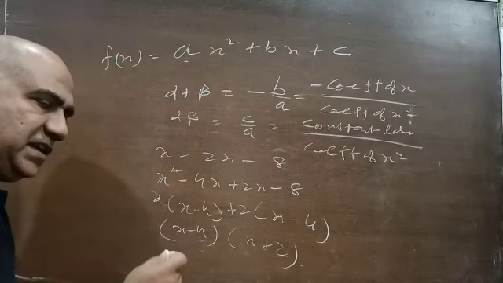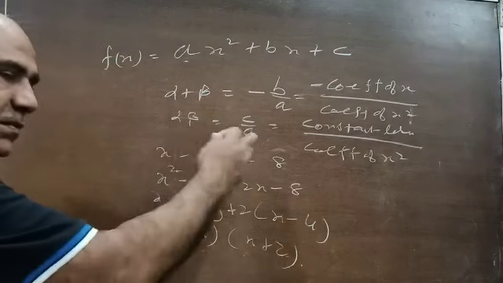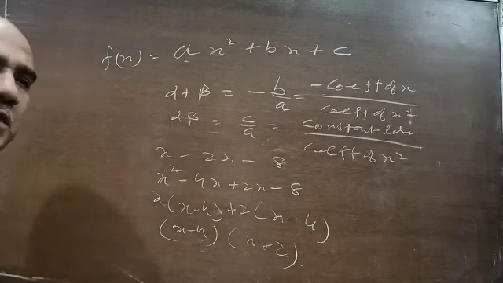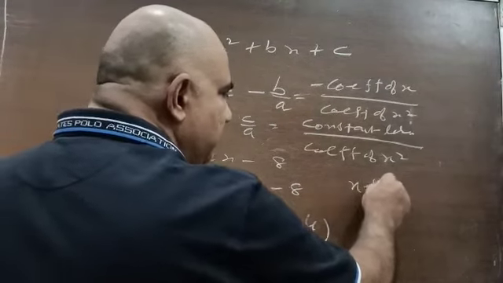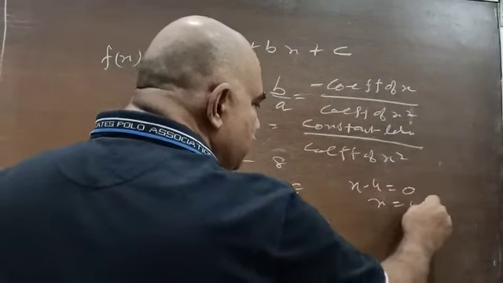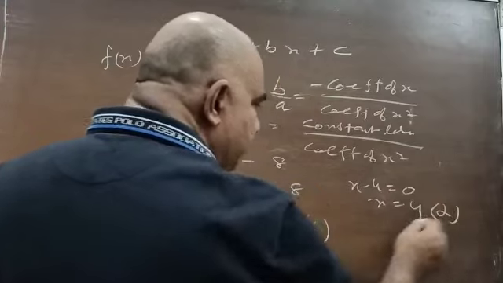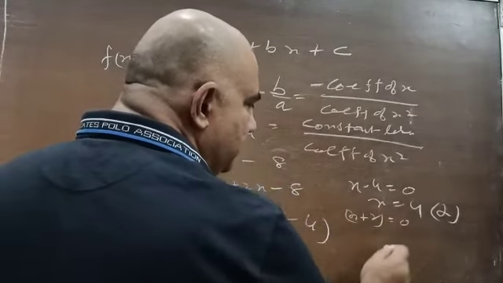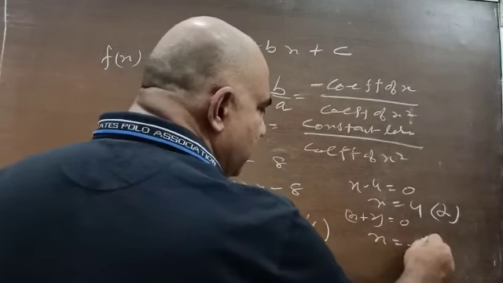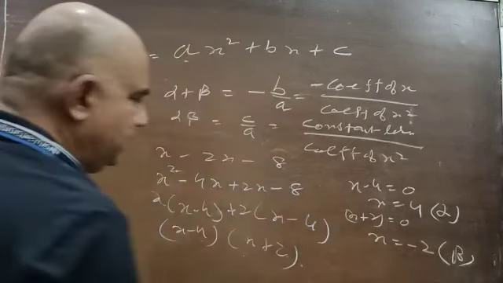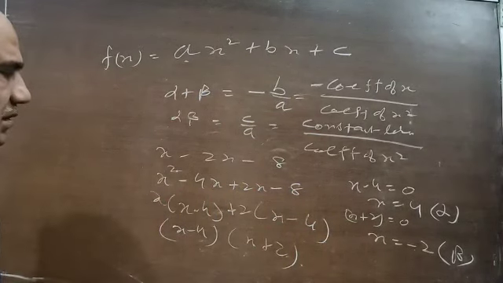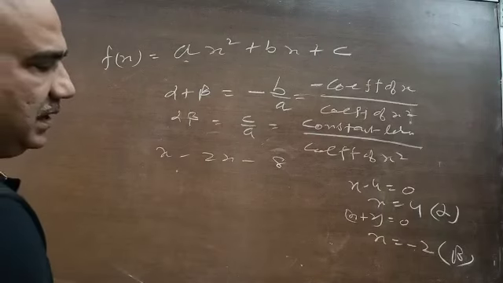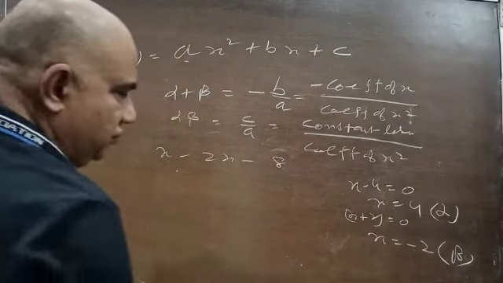So we have seen how to find the zeros when the polynomial is given. The polynomial is to be factorized, and each factor is separately equated with 0. So when x minus 4 is put 0, x is equal to 4, and let me say this is alpha. When x plus 2 is put 0, x is equal to minus 2, and let me say this is beta. The zeros of this polynomial are 4 and minus 2.